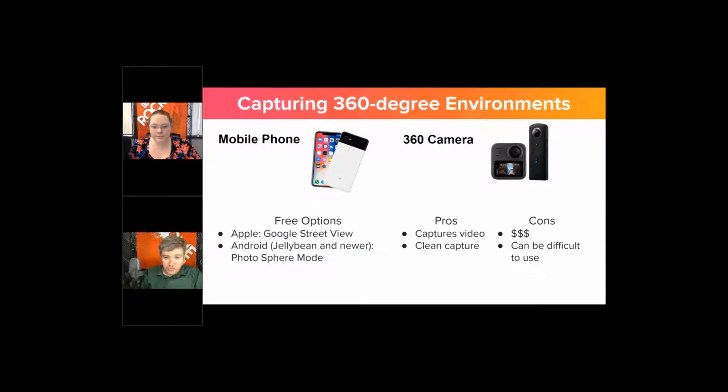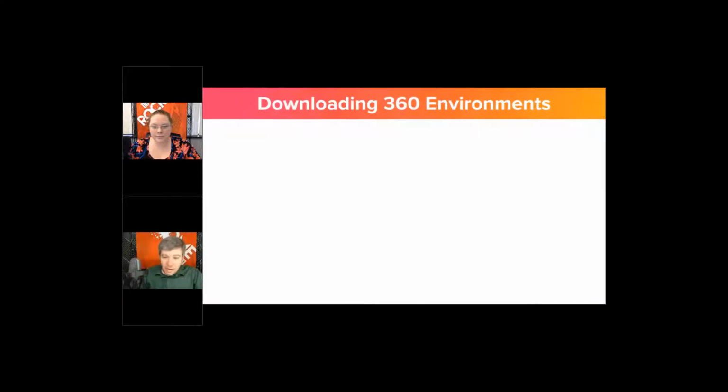The other way to capture your environments is to download them. So when you're searching the eLearning Brothers stock photo library, you can search for some of these keywords: equirectangular, spherical, 360-degree, panorama. These are all good things to look up. Even if you're not going to the eLearning Brothers stock asset library, these are the words you're going to want to look up as you're looking for graphics.